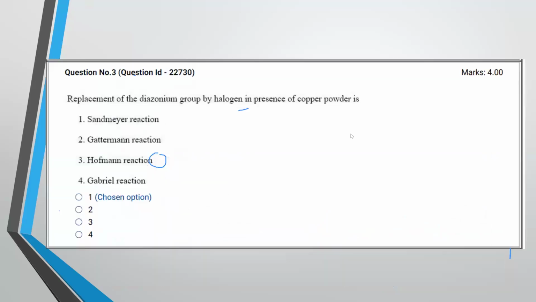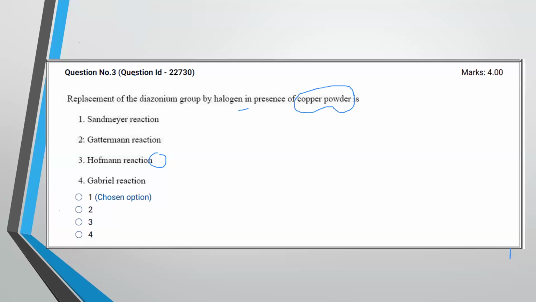So this is the next reaction. This is from the GPAT 2023, second shift. The paper was in two shifts. This is from the second shift. What will be the answer? Replacement of diazonium group by the halogen in presence of copper powder. This is one more name reaction.